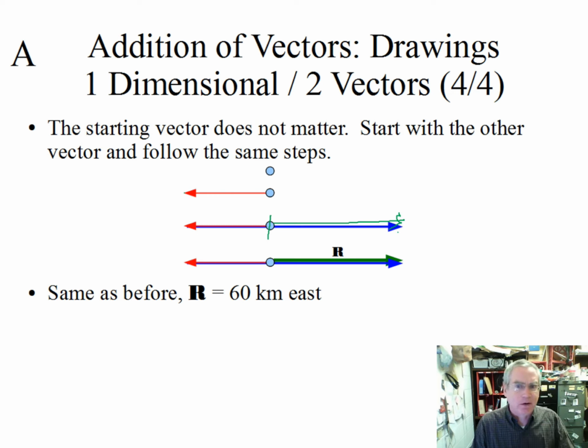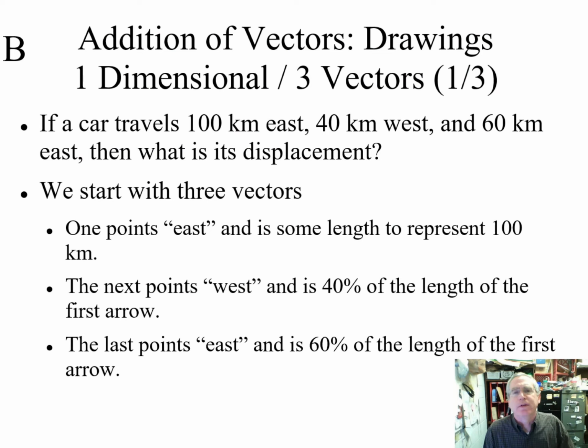Vector addition and scalar addition, as in 2 plus 3 is the same as 3 plus 2. It's the commutative property. Just sometimes the vector addition has slightly different rules than scalar addition, especially when we get to multiple dimensions. All right, so now let's take three vectors.